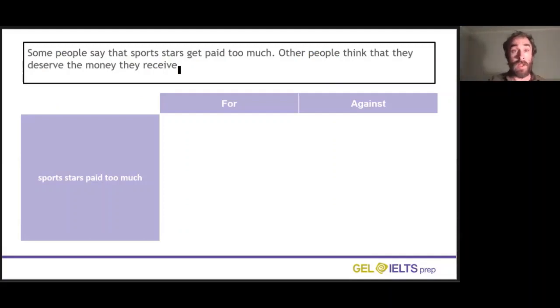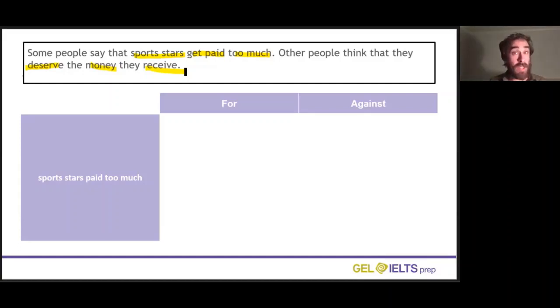So if we remember, those keywords were sports stars get paid too much. On the other hand, they deserve the money they receive. So we need to brainstorm some ideas that support the first point and brainstorm some ideas that support the second point. This is a crucial stage in your planning because you need to think of ideas that are going to let you write some interesting arguments.